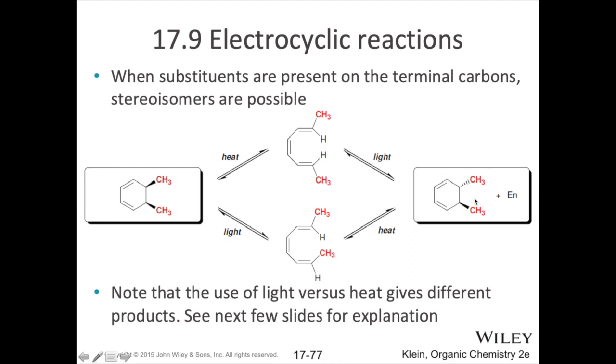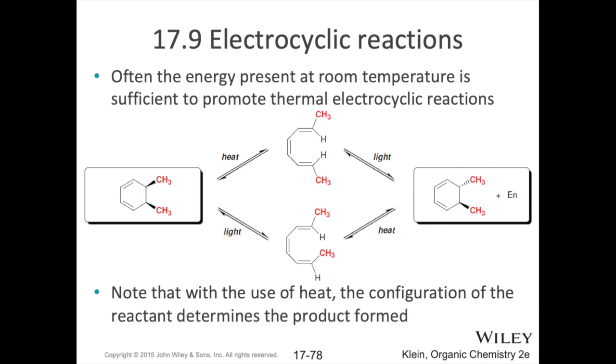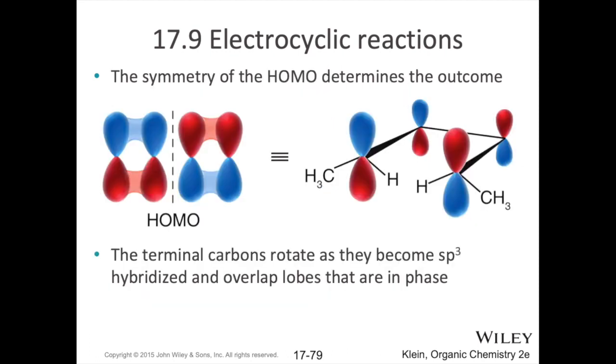Okay, now how do we vary what happens? Well, if you look at these arrows, you can see that our reactions are different depending on whether we use heat or light as our energy source to encourage the reaction to take place. All right, so we're going to see what happens there in a second. Okay, so again, the symmetry of our orbitals is going to determine the products that we form, right? It determines how those carbons are going to turn in order to have a symmetry allowed outcome.